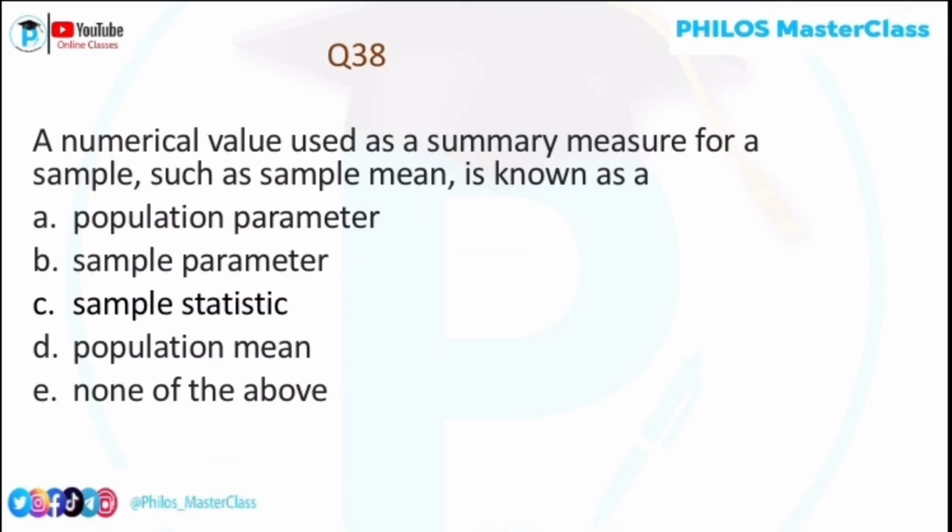This question says, a numerical value used as a summary measure for a sample, such as the sample mean, is known as, they said for the sample, not for the population. So for the sample, it should be sample statistic, no S at the end of statistic. But for the population, it should be population parameter, option A. So the correct answer to this is option C, sample statistic. So let's proceed to the next question.